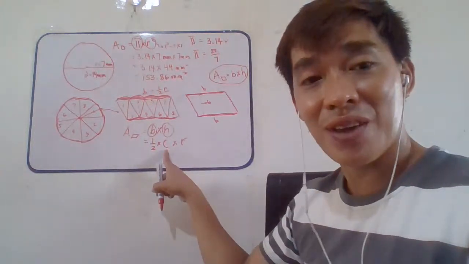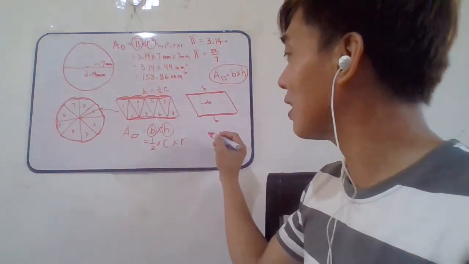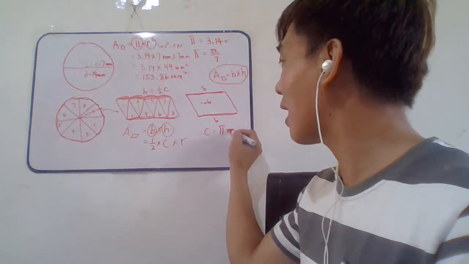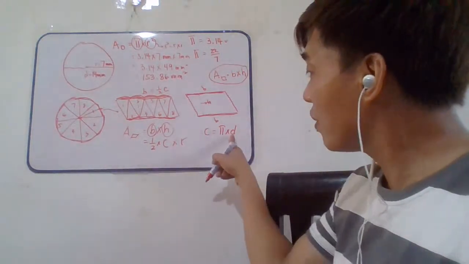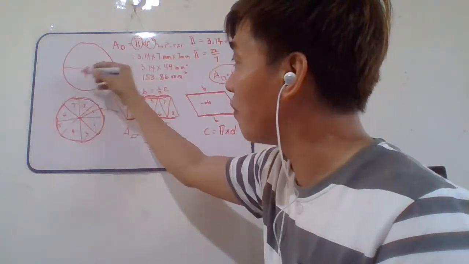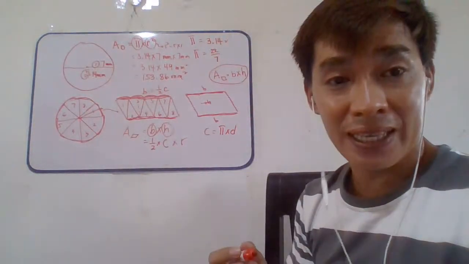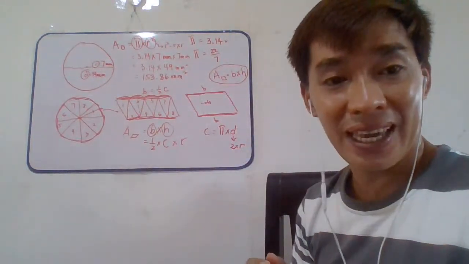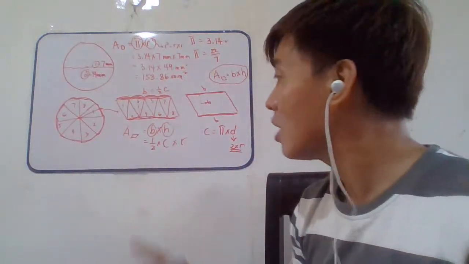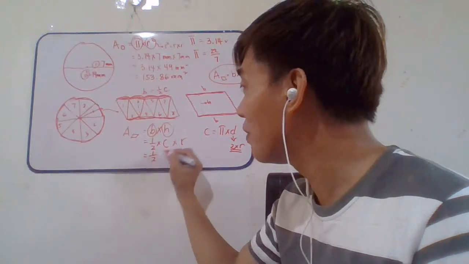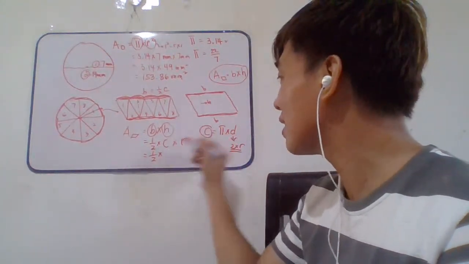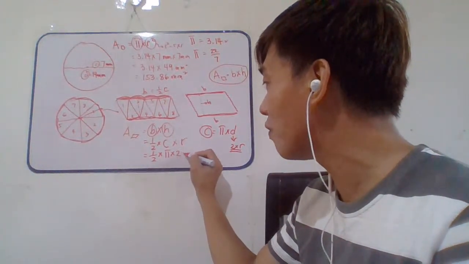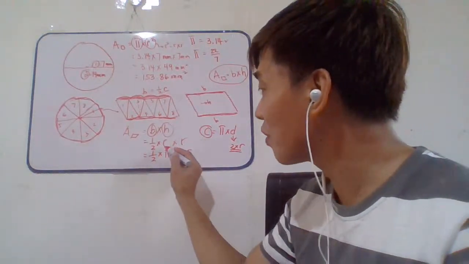Remember that in getting the area, we first solve for the circumference, which is equal to pi times d. And our d here is twice the radius. Remember that our d is twice the radius. So the circumference is equal to pi times d, which is pi times twice the radius.